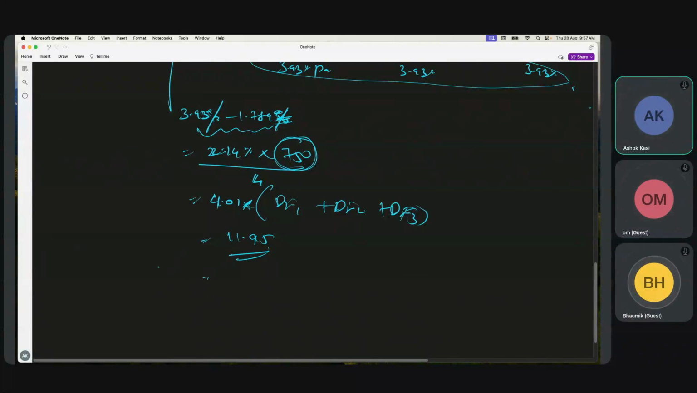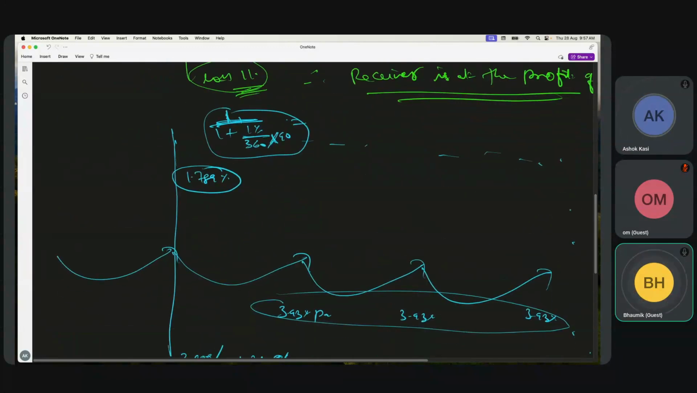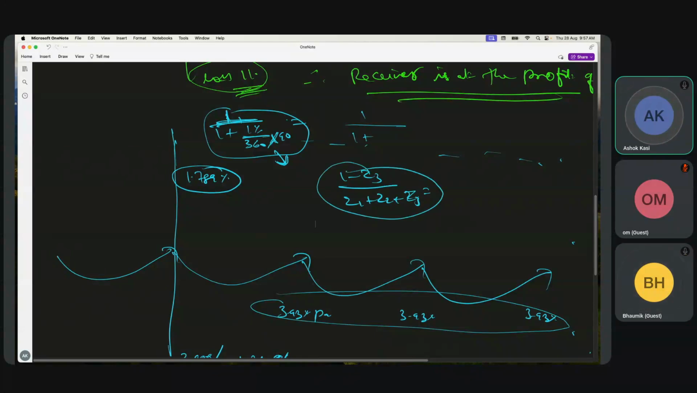Sir, I have a doubt in this. I did not understand how we got 1.789. I was calculating it. It is just like how you do the par rate. How much have you got for this first one? It is just 1 minus Z3 divided by Z1 plus Z2 plus Z3. This one only. Okay, then it might be some calculation error.